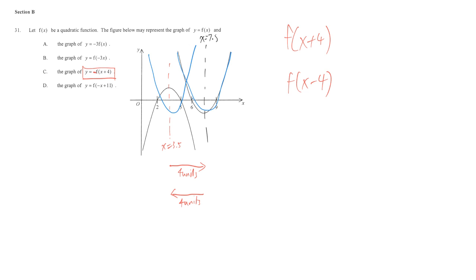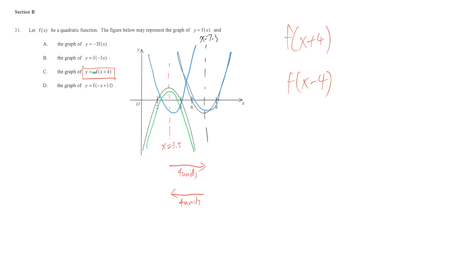So 6 minus 4 we got 2. 9 minus 4 we got 5. And then finally we flip it upside down. That means we multiply a negative next to the result. Then the answer is C. So that's how I get it.